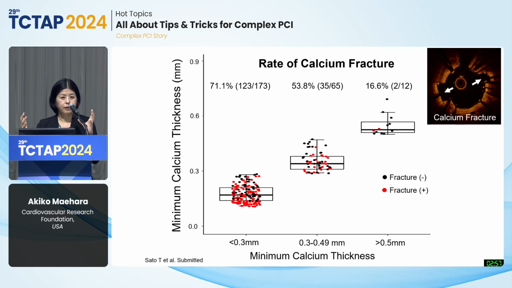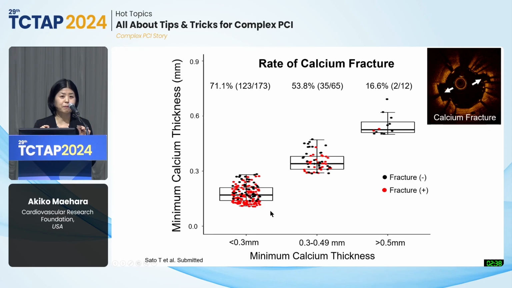This is all more than 270 degrees of the calcium. We're picking up about 240 cases, and all cases were treated by balloon and stent only. We ask, what is the most important factor to predict the calcium fracture? It's the minimum thickness of the calcium.